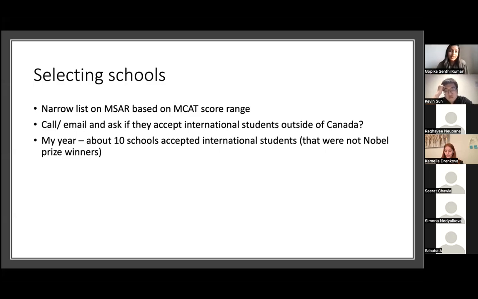The other additional step that we have to do is call or email the schools you're interested in applying to and ask if they have funding for international students that year, especially international students outside of Canada. Unless you're from Canada, there might be more schools that take applications from Canadians, but if you're an international student outside of Canada, there are more limitations on funding opportunities.